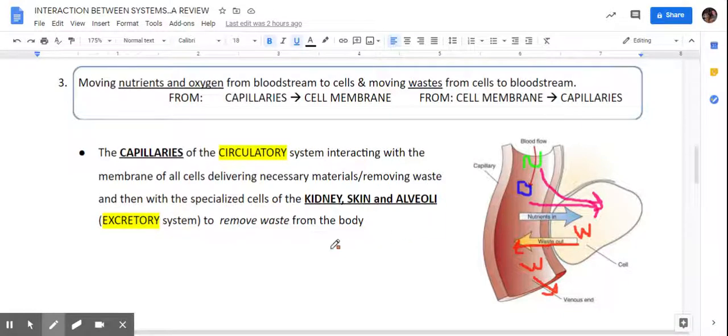So a quick overview, again, the nutrients and oxygen that came into the body from the digestive and respiratory system have made their way into the capillaries. They travel down the capillaries where they travel by cells, and they diffuse from the blood capillary into the cell so the cell can use them. When the cell uses them, it creates waste, which then needs to diffuse out of the cell into the blood capillary and head towards the excretory organs, the kidney, skin, and alveoli, so that they can be removed from the body.